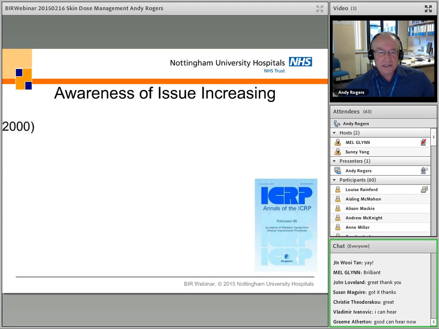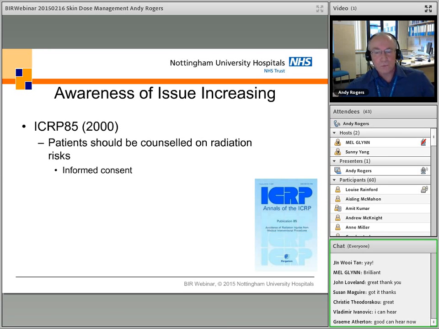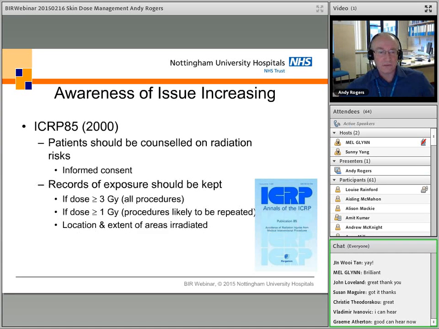Starting at the turn of the century, which makes us all feel very, very old, we had ICRP 85, which was all about the avoidance of radiation injuries from interventional procedures. And the sorts of things back then, because this is now 15 years ago, so it's quite a way away, people were talking about patients being counseled on the potential risks, which is informed consent, and keeping records of exposure.